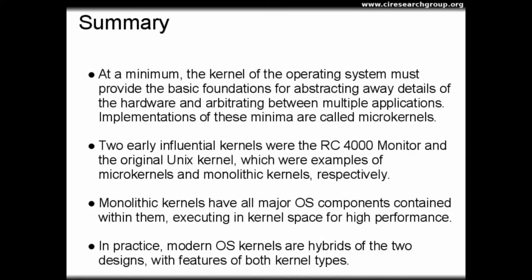So in summary, the kernel is the minimum layer of software inside the operating system that provides the basic foundations for abstracting away details of the hardware and arbitrating between multiple applications. When the absolute bare minimum implementations are used, we call the result a microkernel. Monolithic kernels, on the other hand, have all their major OS components contained within them, running everything inside kernel space to improve performance. Two early influential kernels were the RC4000 monitor, an example of a microkernel, and the original Unix kernel, which was an example of a monolithic kernel. In practice, however, most modern operating system kernels are hybrids of the two designs and have features of both kernel types.